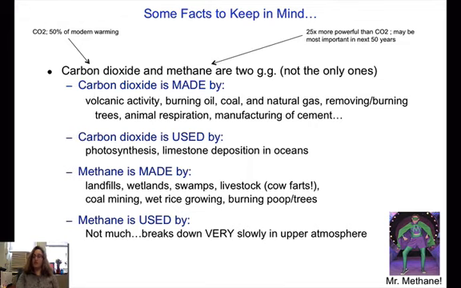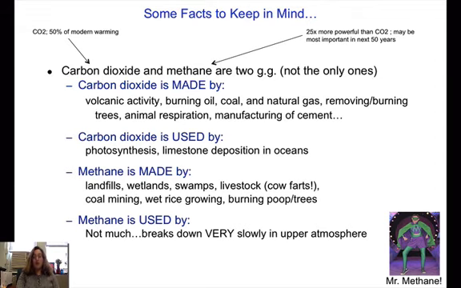Methane is another greenhouse gas. It is 25 times more powerful than carbon dioxide, which means that it absorbs infrared energy about 25 times better than carbon dioxide does. And it may be that methane is the most important gas for warming in the next 50 years. So let's think about how carbon dioxide and methane are made and used.